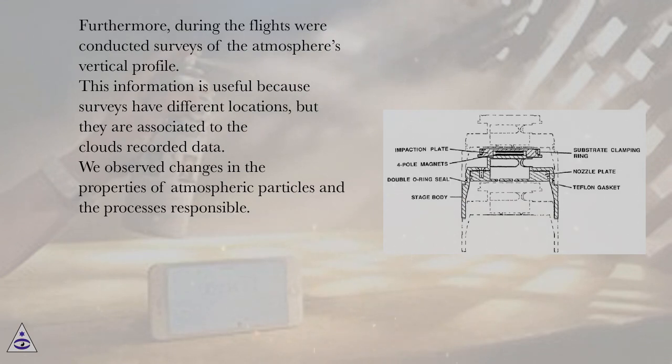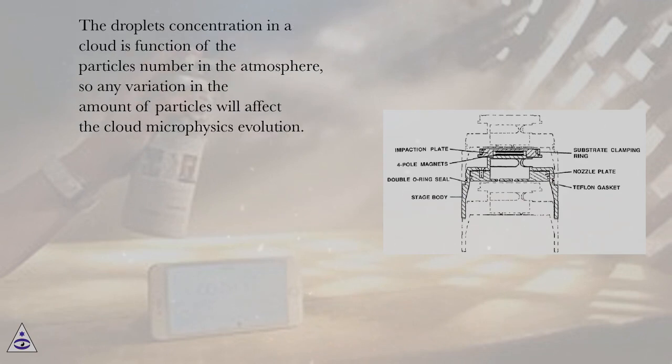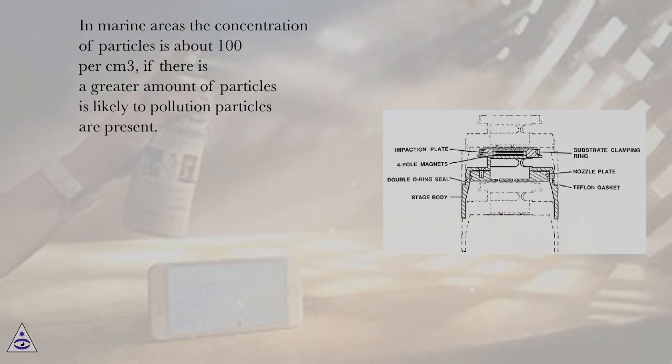We observed changes in the properties of atmospheric particles and the processes responsible. Also, we recorded environmental and weather conditions in zones in which the property changes occur more frequently, comparing both sides of the clouds. The droplet concentration in a cloud is a function of the particle number in the atmosphere, so any variation in the amount of particles will affect the cloud microphysics evolution. In marine areas the concentration of particles is about 100 per cubic centimeter. If there is a greater amount of particles, it is likely that pollution particles are present.